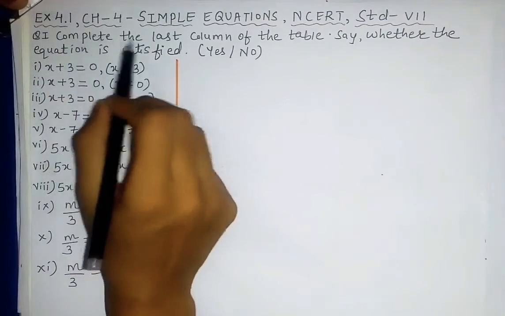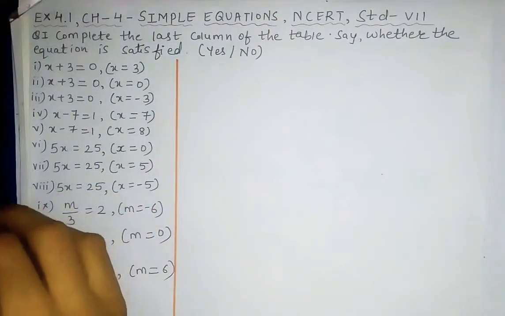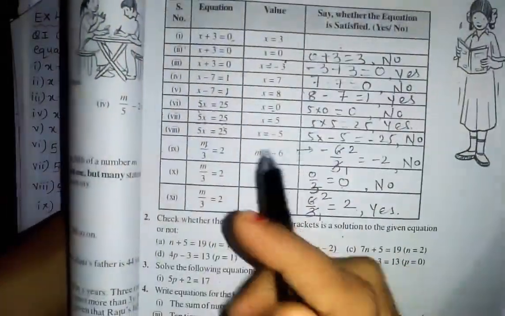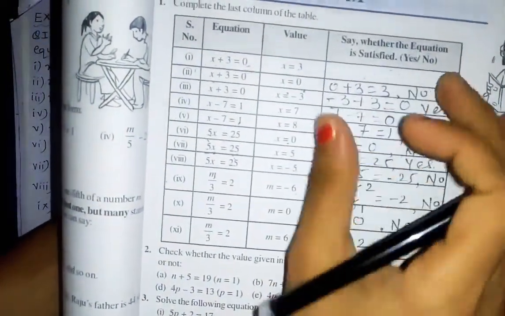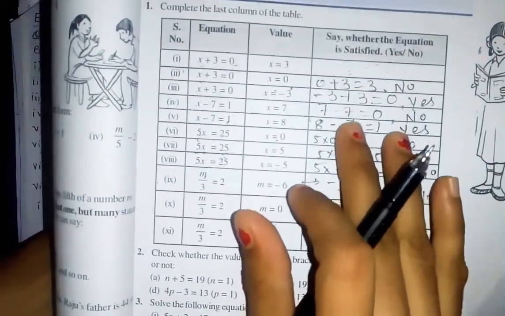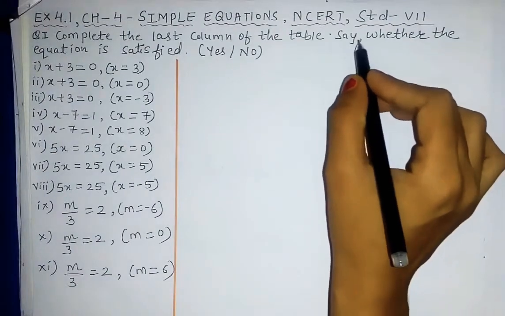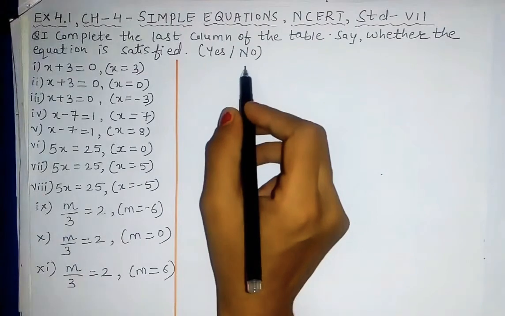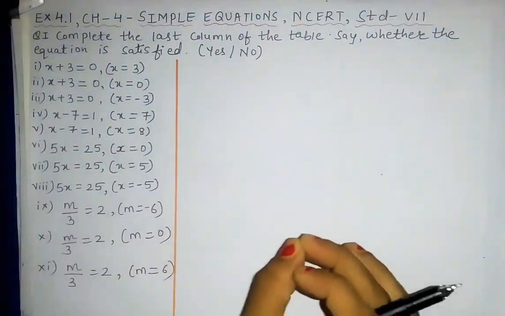The question is: complete the last column of the table. In the textbook, a table is given to us. Equation is given, value is given, and we have to calculate and complete this last column. We have to say whether the equation is satisfied or not, yes or no. We have to write yes or no. So these are the questions. One by one we will see.